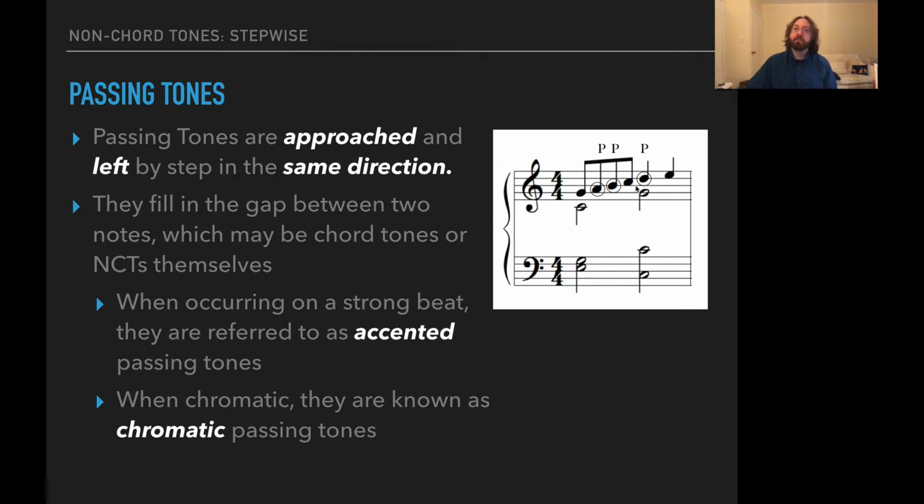And here we have an accented passing tone on the beat, on a strong beat, in fact. So we mark it with a P, and we circle it so that we know it's not part of the chord.